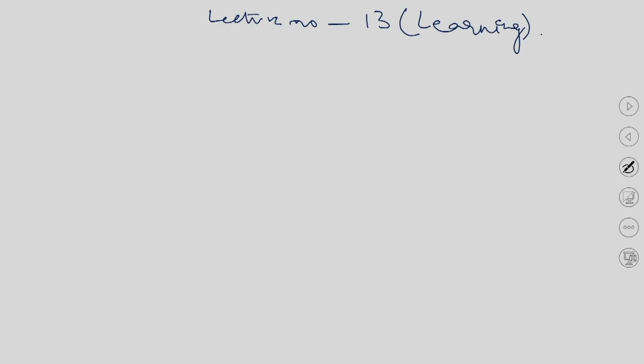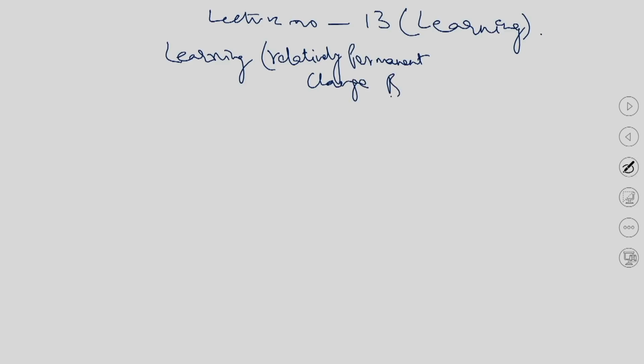And so, as I define learning, it is a relatively permanent change of behavior, with behavior written as BHR, which is caused by what? Experiences.